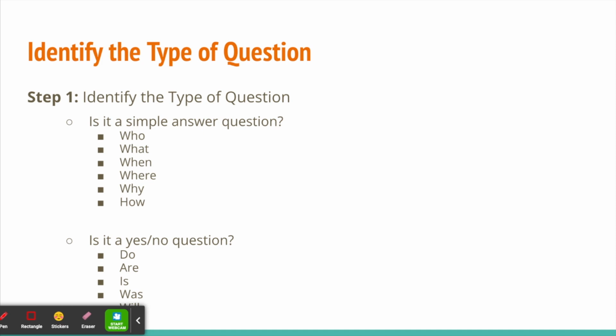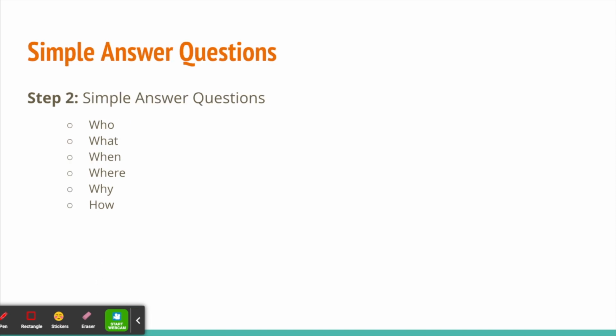Do you have an apple? Are you going to eat the apple? Is that your apple? Was that your apple? Will you give me an apple? Those are all questions that you can answer with a yes or a no. So first, we are going to start with simple answer questions. Again, these are key words that you will see in simple answer questions.